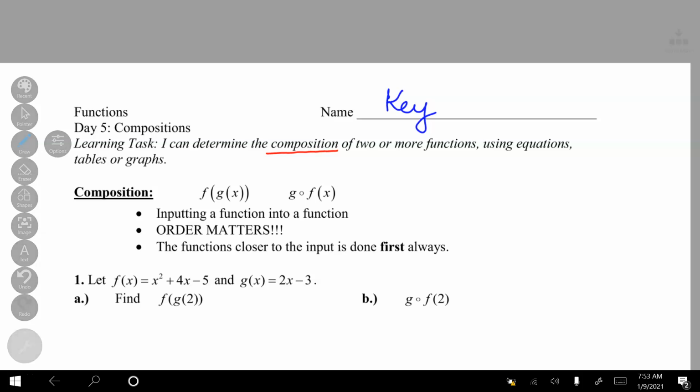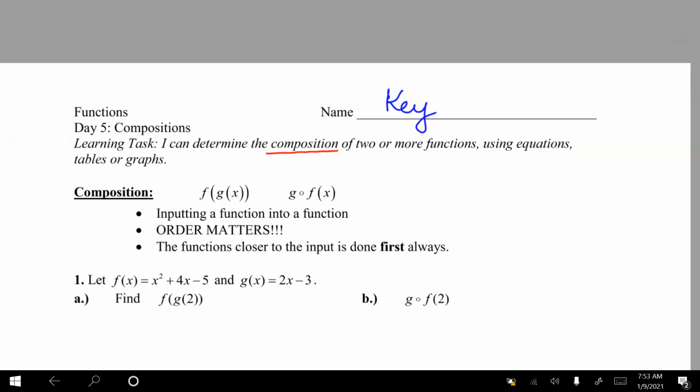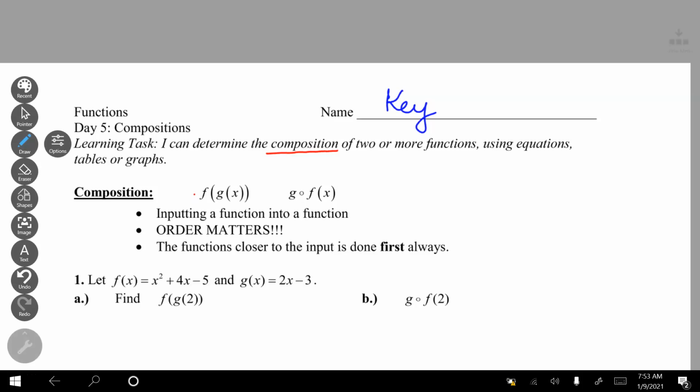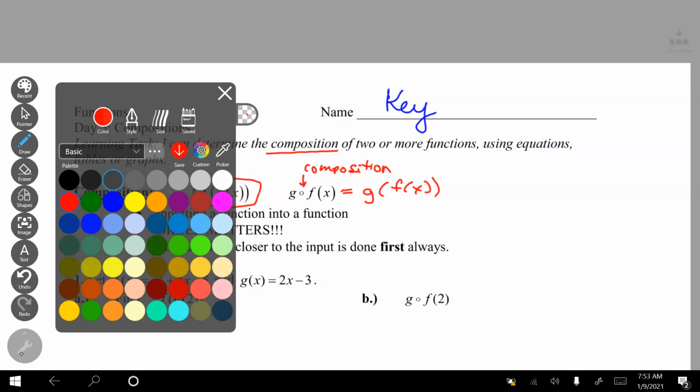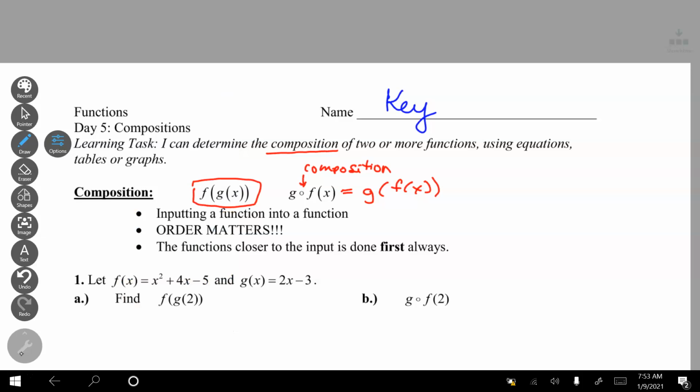We talked about compositions a little bit at the end of last class, and basically a composition is when you put a function into a function. So two ways to write it is like this, f of g of x, or we use that little open circle, that's called a composition circle. And we read that as g composite f of x, but that is the same thing as g of f of x. The whole idea with composition, we're putting a function into a function. Order does matter, it's very important, and the function that's closer to the input is always done first.